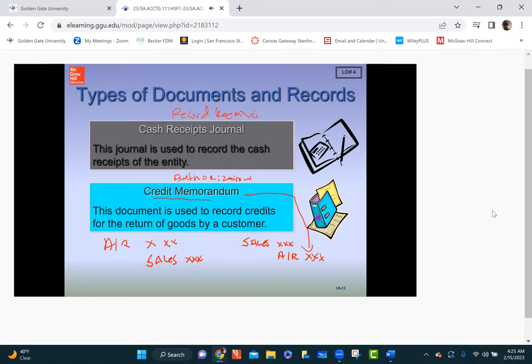Now, we don't want the same person who actually has what? The responsibility for the custody of the cash. And that's probably going to be our cashier. Somebody who has actual custody of the cash. We're going to separate what? The custody from the authorization for something like a credit memo, from the record keeping, the actual entry in the cash receipts journal, because think about it, if we didn't do that, what would happen?